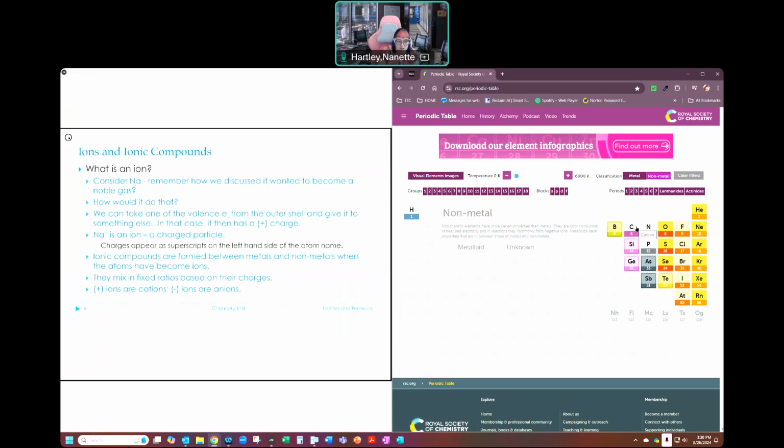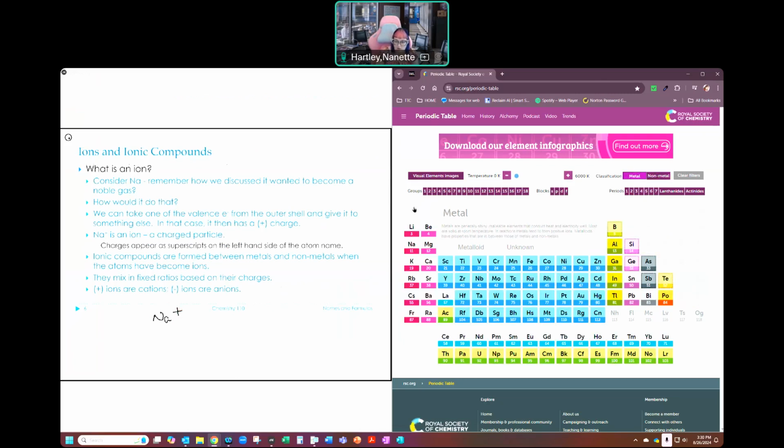The charges appear as superscripts on the right-hand side of the atom name. So whatever symbol we're talking about, if we're talking about sodium, it'd be Na. That's his symbol. He would have his charge up here. So we use a +1 because he's in this group right here. He's an alkali metal, so he's going to lose 1 electron to become like the nearest noble gas. So if he's an 11, he'll lose 1 to have 10 electrons, just like neon.